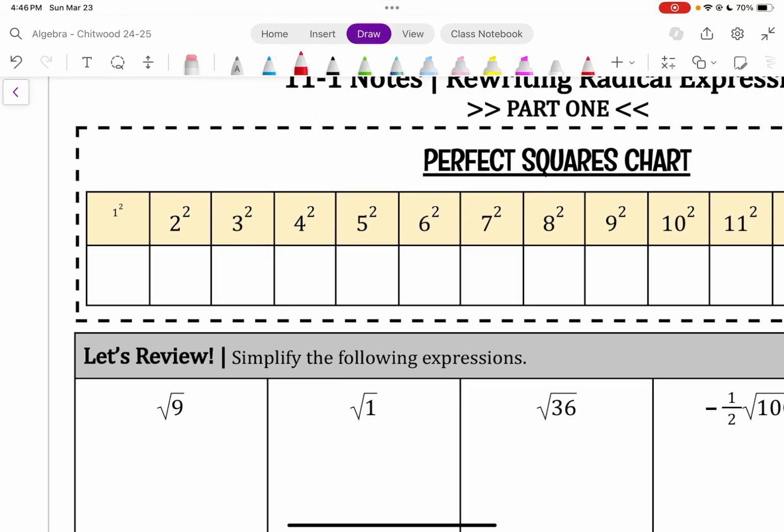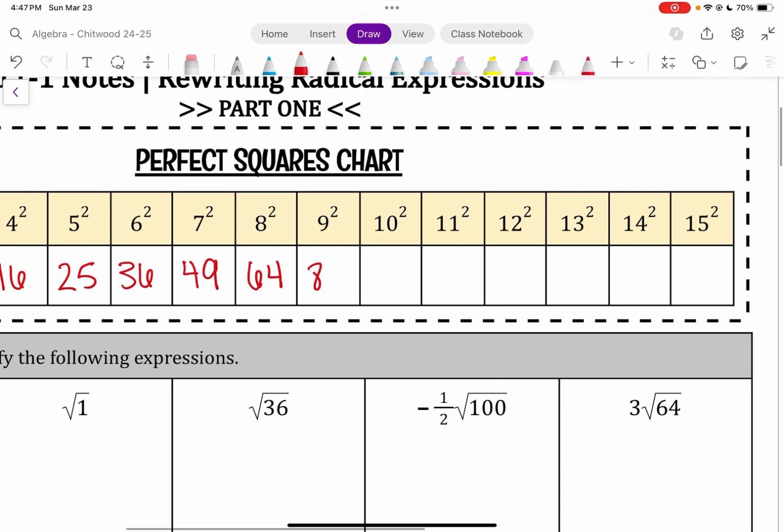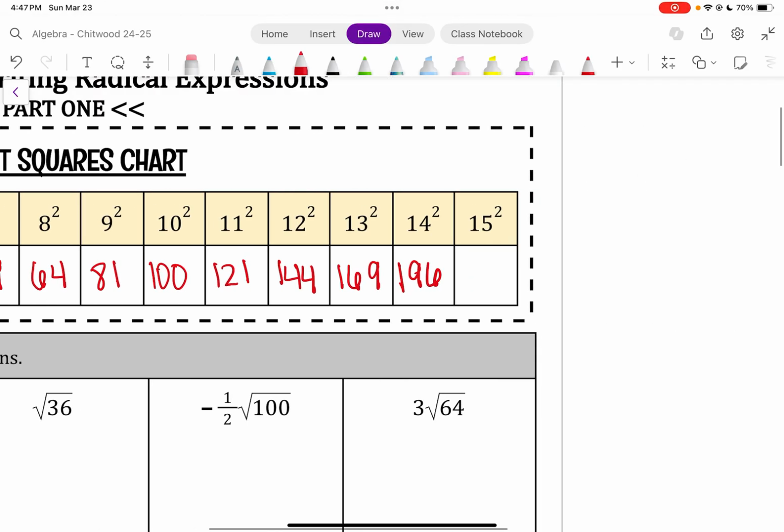1 squared is 1, 2 squared is 4, 3 squared is 9, 4 squared is 16, then we have 25, 36, 49, 64, 81, 100, 121, 144, 169, 196, and 225. So that's just all review.